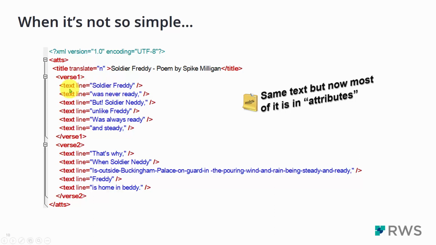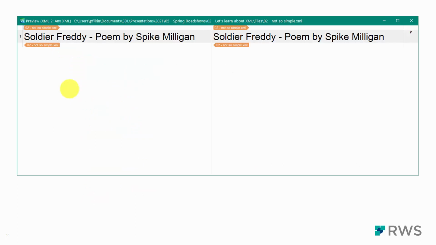If you were to open that in Trados Studio, or probably most of the CAT tools that can handle an XML file out of the box, you're going to get something like this, where it's actually extracted the very content you didn't want to extract and hasn't extracted all the content that you did want to extract, because it doesn't know how to deal with attributes. You have to tell it specifically with some kind of a customization.